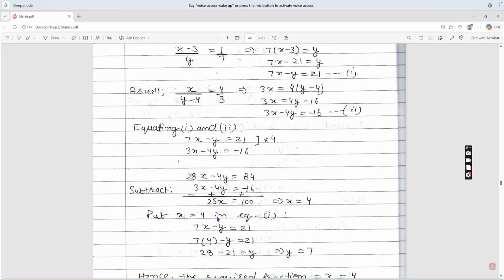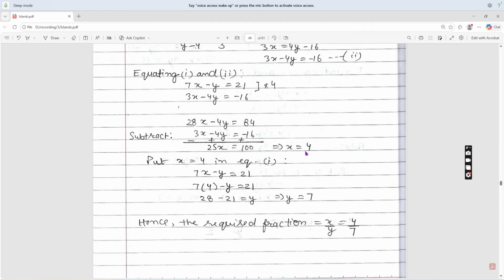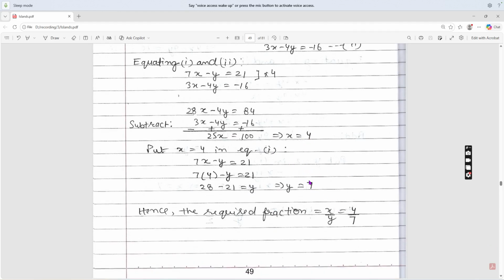Now we are going to put x is equal to 4 in equation 1. What is equation 1? That is 7x minus y is equal to 21. So 7 into 4 minus y is equal to 21. That is 28 minus 21 is equal to, sorry, is equal to y. So y is equal to 7. So fraction would be x upon 7, that is equal to 4 upon 7. 4 is here, 7 is here.